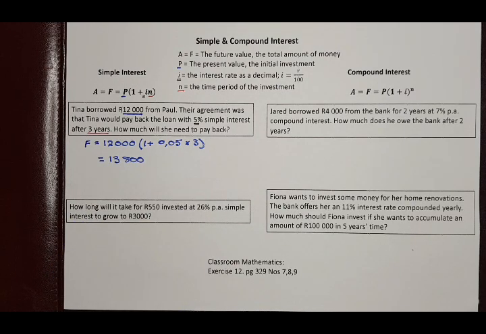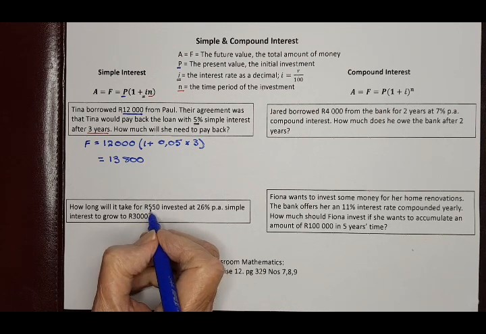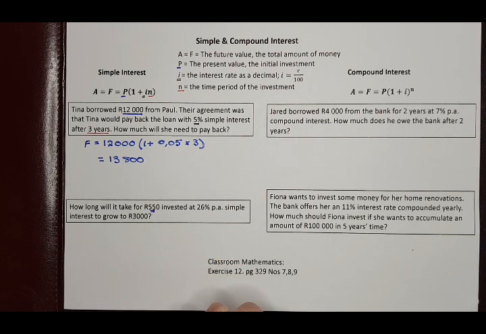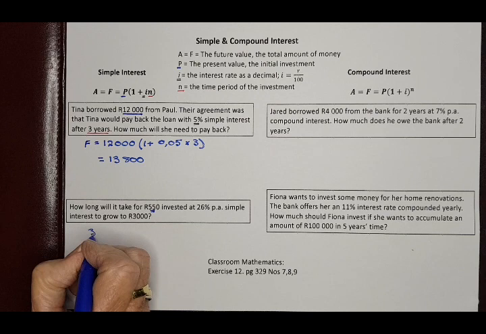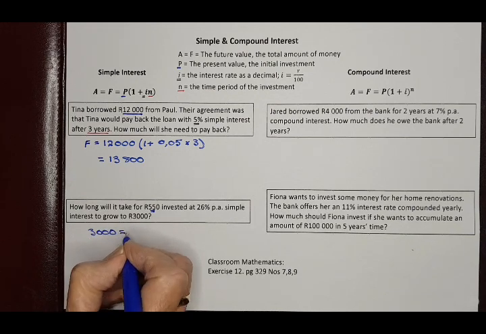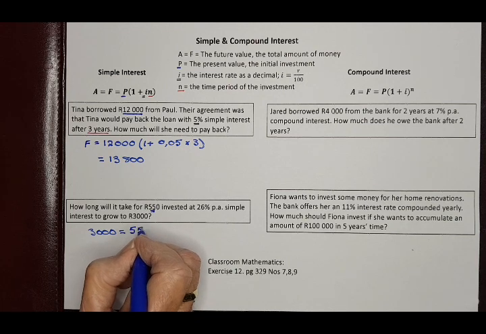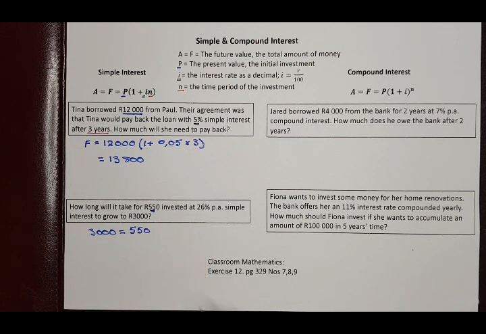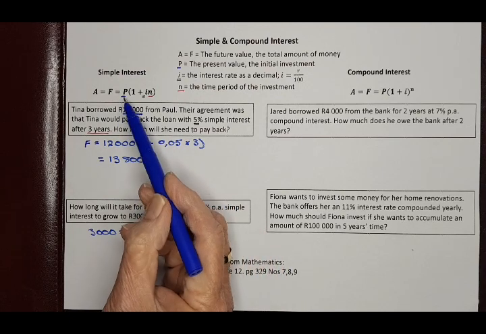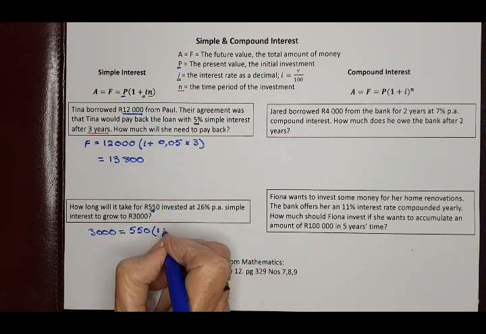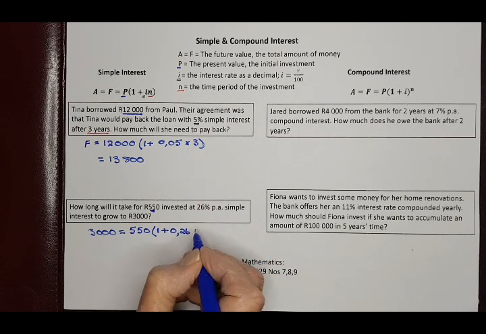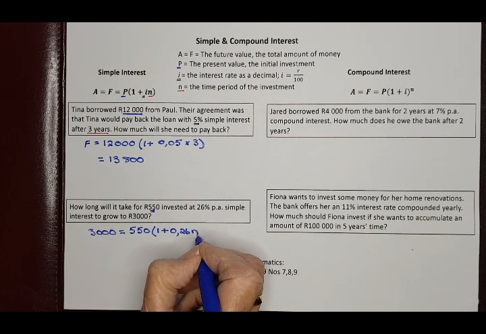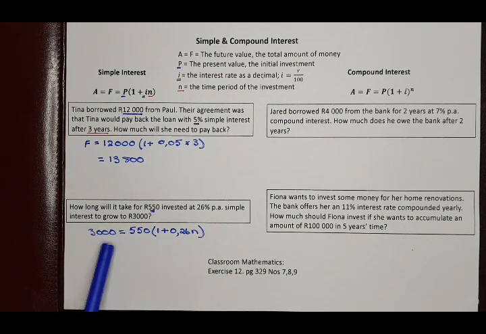Another example with simple interest. How long will it take for an initial investment of 550 to grow to 3,000 Rand? So in this case, your future value is 3,000. Your initial value or your present value is 550. We're still talking simple interest, so 1 plus in. 1 plus 26% is 0,26. And the question in this case is for how long? In other words, we are now solving that simple linear equation for n.